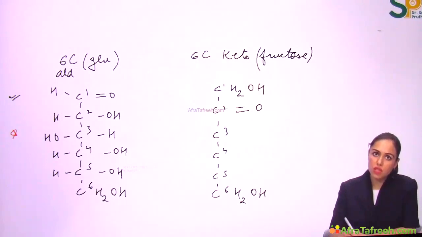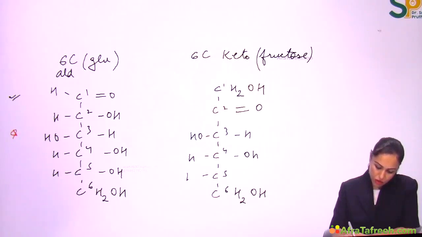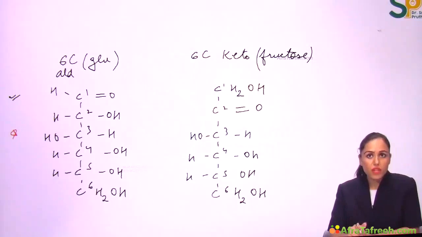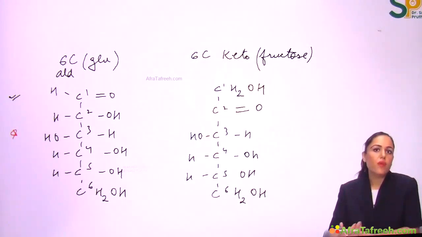That is, at C3, now OH is on the left hand side. Rest at C4, C5, H and OH like this. Okay. So this is the structure of the 6-carbon keto, that is fructose. So glucose and fructose are functional isomers of each other. So we are done with this first type of structural isomer, that is, functional isomerism is done.